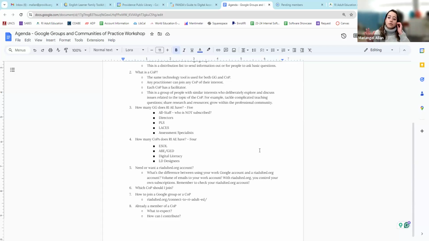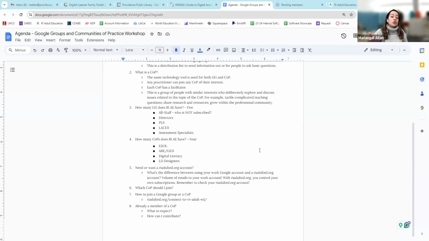You can send that to the COP, and then the goal with the COP is for all other members, who are also ESOL instructors and ESOL coordinators, to come and help you out, whether with ideas or perhaps they went through a similar situation. So everybody comes together and helps you out to tackle that issue. That's one purpose for the COP.